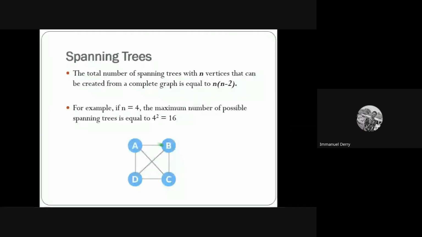So the possible trees you can get from this is 4 raised to the power 2, which is 16. What I'm saying is that if we want to construct subtrees from this particular tree that's been given to us, we are going to get 16 of them.